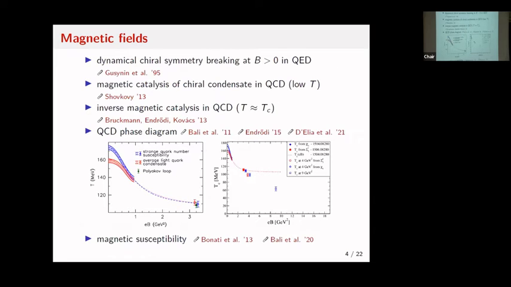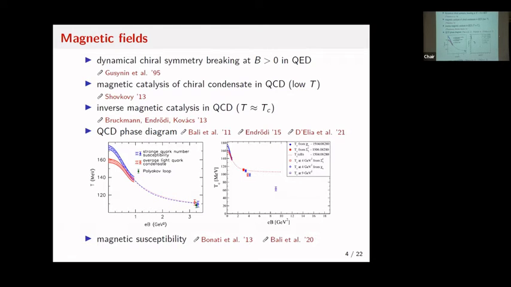When it comes to magnetic fields, then we understand a lot about both of these sectors. In QED, we know that the magnetic field, for example, leads to dynamical symmetry breaking. In QCD, it leads to an enhancement of chiral symmetry breaking. This is called magnetic catalysis. But we also know that at high temperature, that's not the case anymore. We have inverse catalysis, and we also know how the phase diagram looks like. I think you're going to hear more about this phase diagram in this workshop, actually.